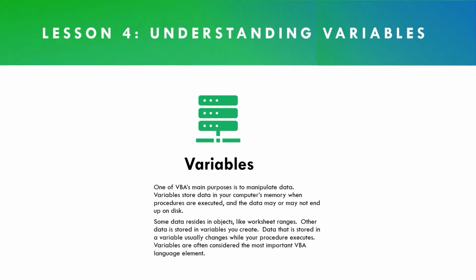Variables are often considered the most important VBA language element. Since one of VBA's main purposes is to manipulate data, variables store data in your computer's memory when procedures are executed, and the data may or may not end up on disk. Some data resides in objects like worksheet ranges. Other data is stored in variables you create. Data that is stored in a variable usually changes while your procedure executes.